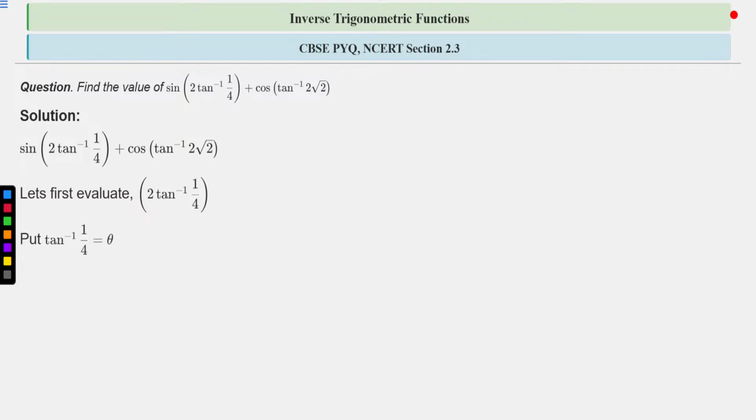So put tan inverse 1 by 4 is equal to theta. Therefore, tan theta will be equal to 1 by 4, right? Therefore, we know that sine 2 theta is basically 2 tan theta upon 1 plus tan square theta, right? Clear?